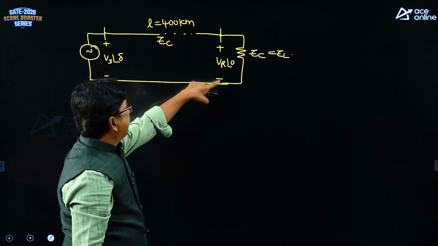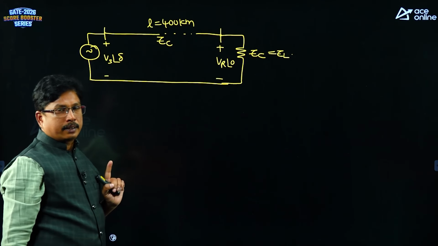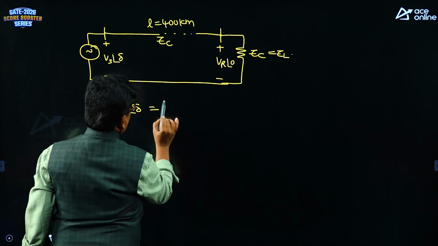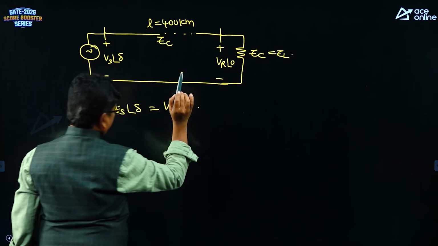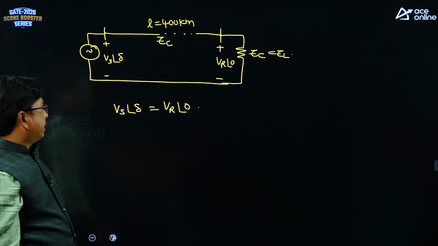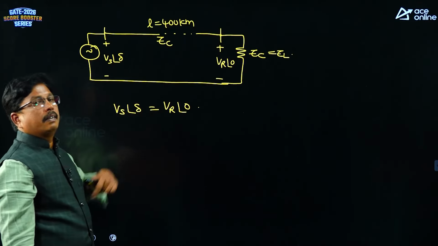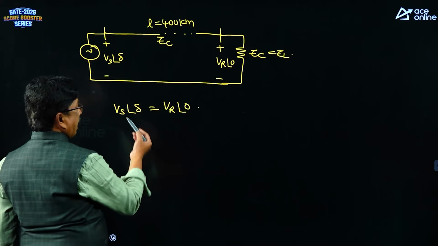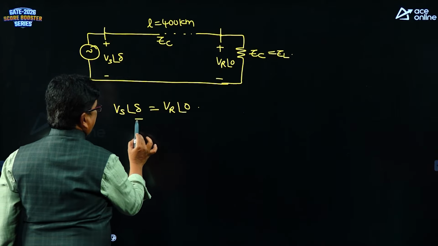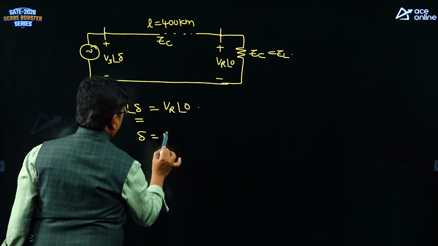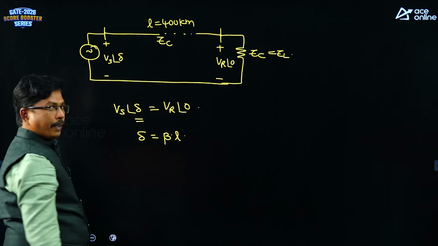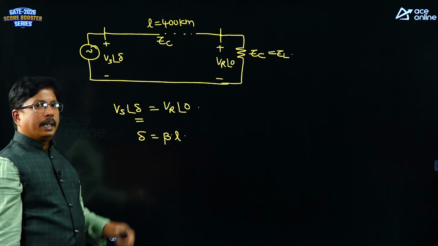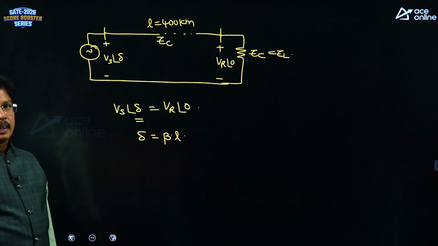When Zl is equivalent to Zc, Vr is exactly equivalent to Vs in magnitude. Therefore, Vs at an angle of delta is nothing but Vr at an angle of 0. So we are going to calculate the value of delta here. If you calculate this delta value, delta is equivalent to beta L. We have done the derivation in the class. The value of delta is equivalent to beta L. Got it right?